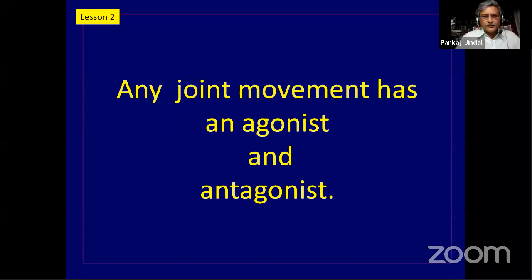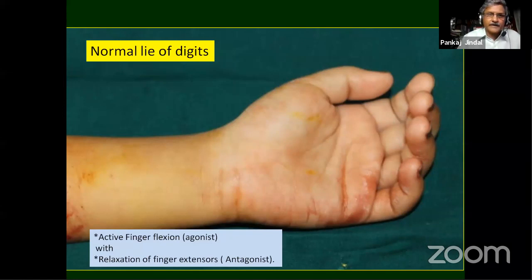The next thing that you need to know is about the agonist and the antagonist when it comes to joint movement. This is the normal lie of the fingers, which means if the patient is flexing the fingers, the corresponding extensors are relaxing. So there is an agonist which is working and a corresponding antagonist which is relaxing. So these two things are working together.